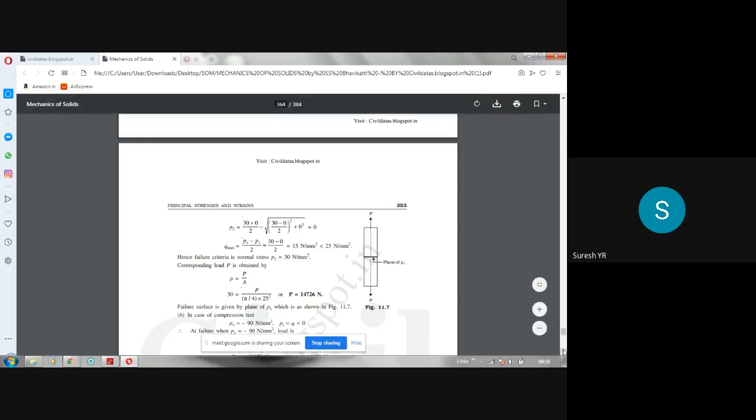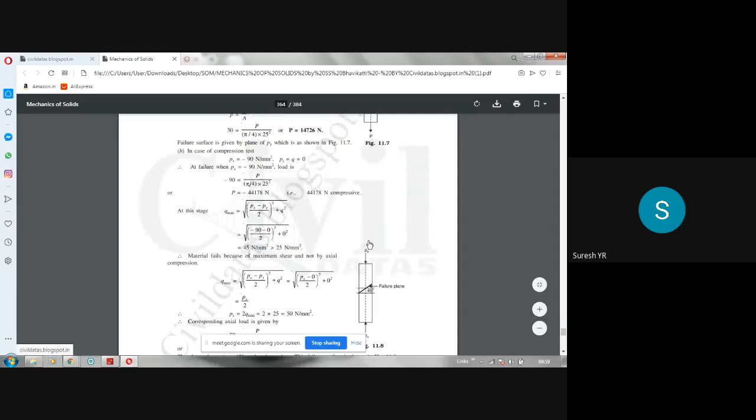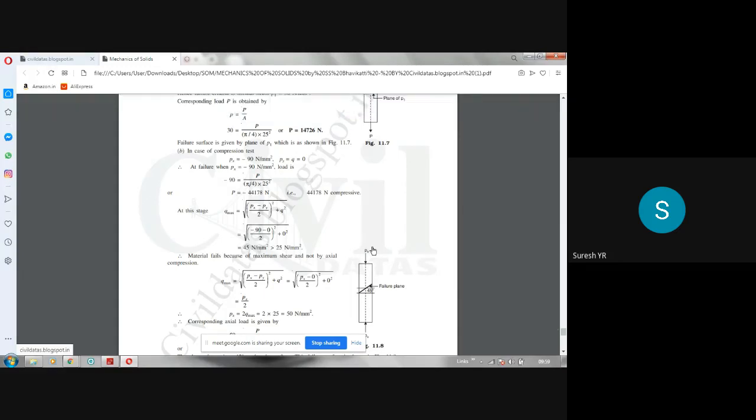In the second case, do you know what happens? Let us apply the compression test. When the material is subjected to compression, look here. Compression means like this, towards the arrow. So what do we have to take now? Px is minus 90, we have to take now. So if the material is subjected to compressive stress, it means it is minus 90. The strength of compressive stress is 90 here. So Px we have to take minus 90. Py becomes 0. Q is also 0.